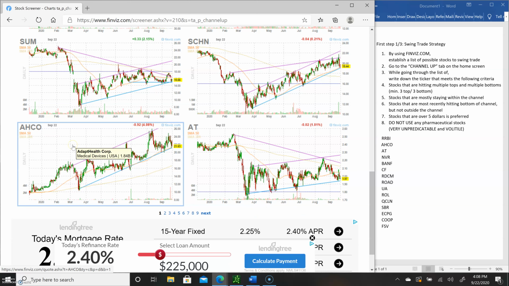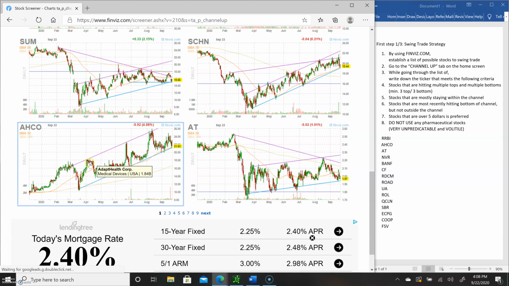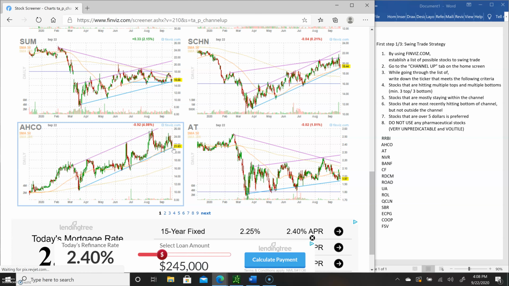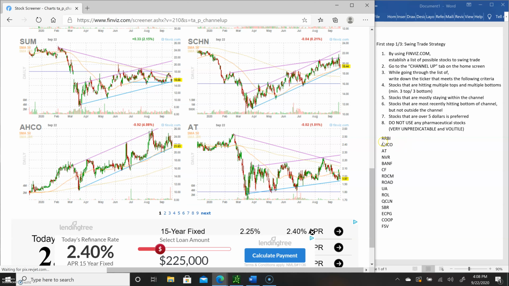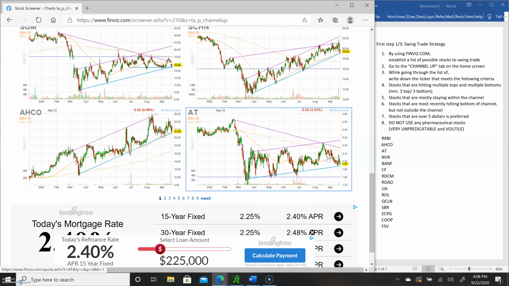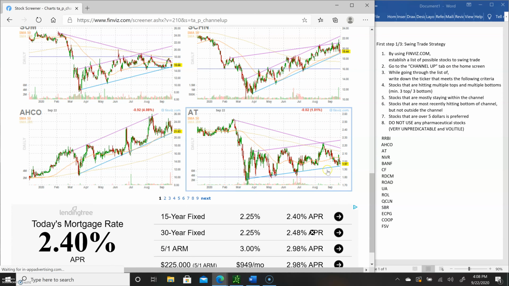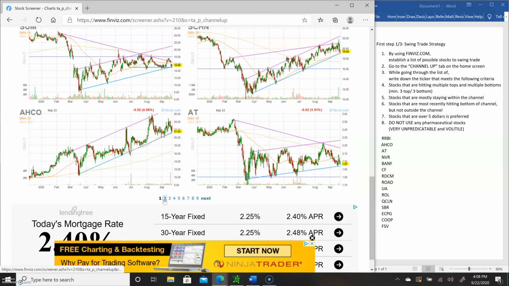Here we go, AHCO. It's hitting multiple bottoms, over 3 bottoms, at least 3 tops, and it's currently at the bottom right now at 2163. So this would be a good one to add. We're going to add that to our list over here. AT, here at the bottom, multiple bottoms, multiple tops. It seems like a good pattern, good trend. Good idea to take a look at this one. Add that to the list. Alright, we'll go to the next page.